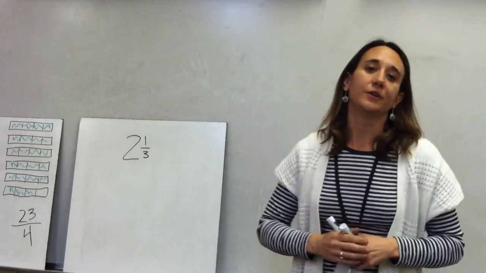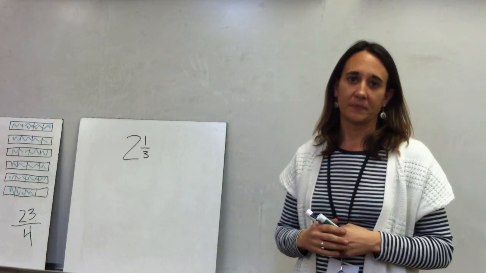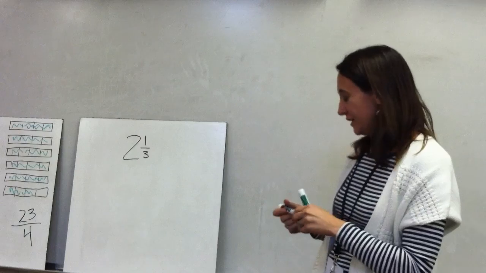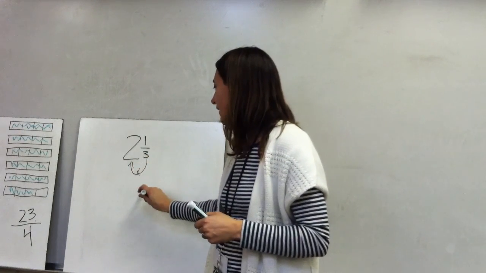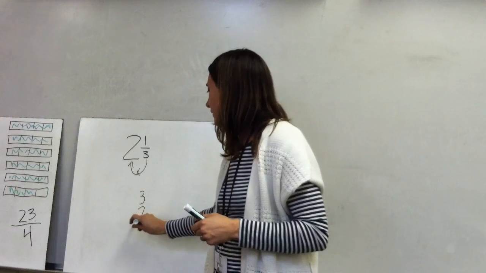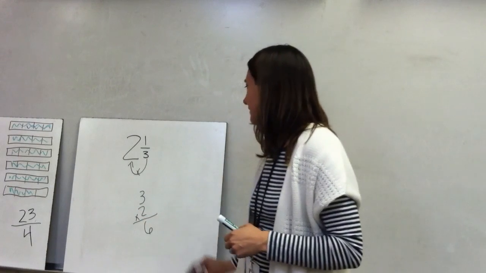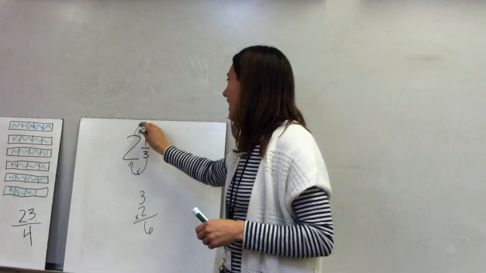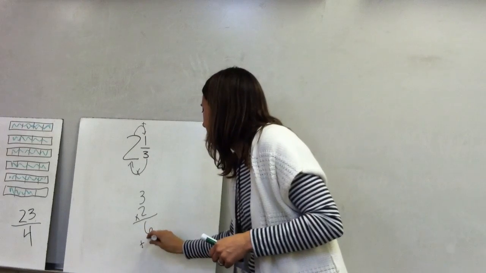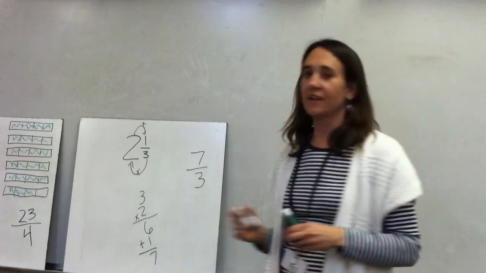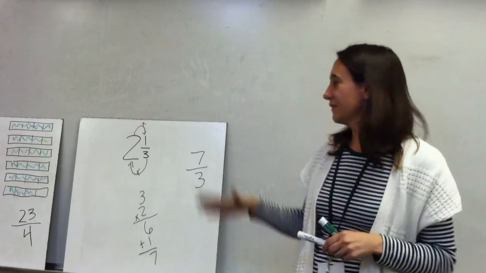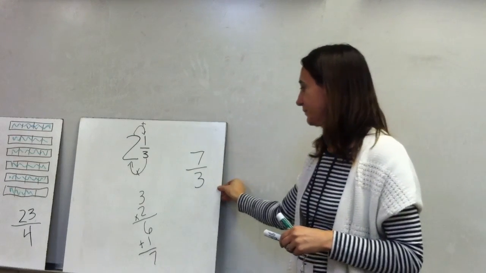Now go ahead and pause the video and try this one on your own. Okay, hopefully you've had a chance to do that, and now you see that you take the denominator and you multiply it by the numerator. 3 times 2 is 6. Add that extra 1. And you get 7/7. That's your improper fraction.